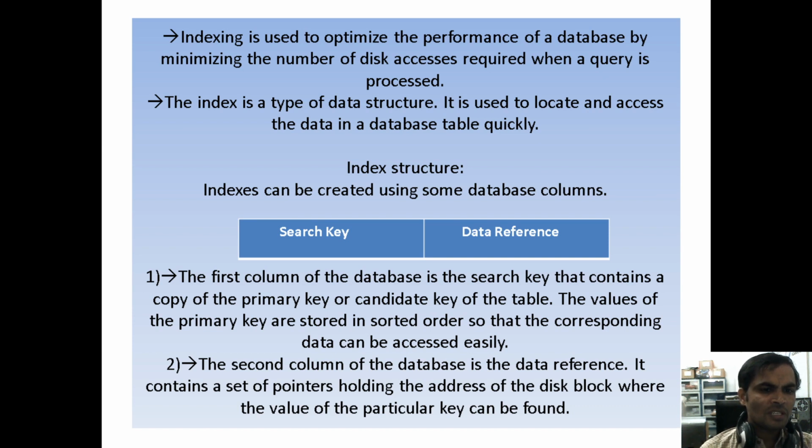At the time of inserting into the table, for each and every record, internally it creates one unique ID. With the help of that unique ID, that is what we call the search key. Now in the first column, the search key contains only the primary keys or candidate keys of the table.